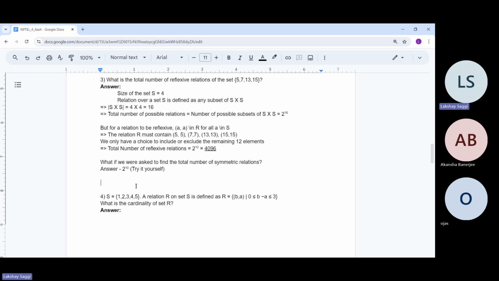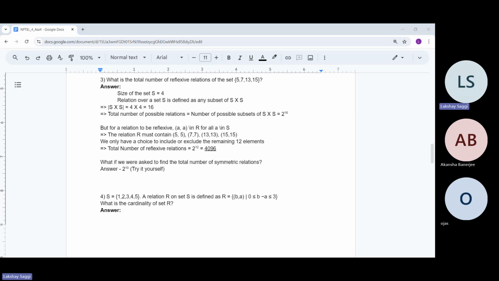Another question can be, I'm just thinking about this right now, I did not think about it earlier, but what if we were asked about the total number of equivalence relations? Okay, let's not discuss a lot of stuff on the fly. But yeah.